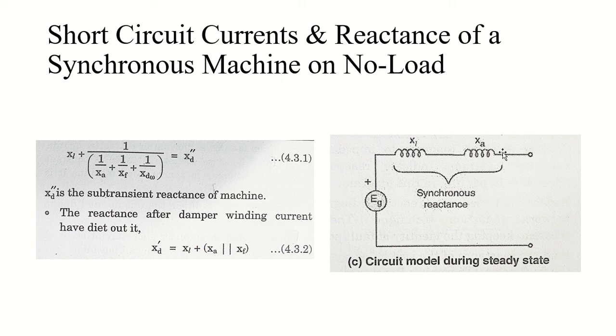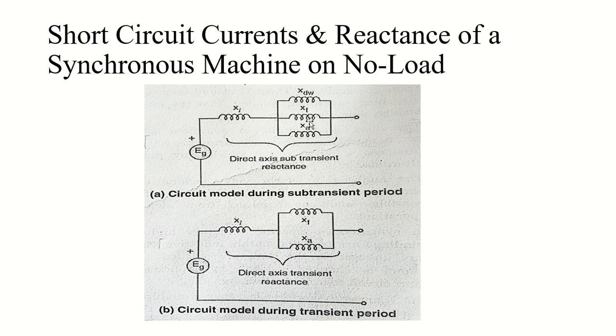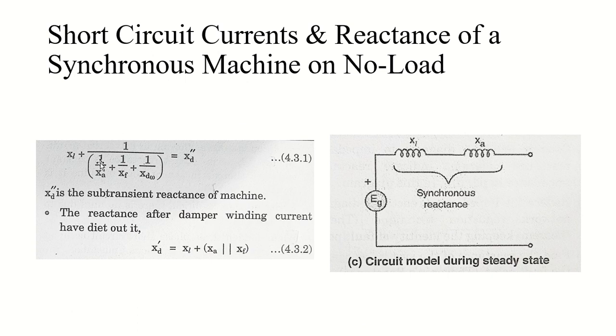So the reactance of my machine in the initial period of short circuit can be given by this formula. We basically had XL, and we are talking about the initial period, which means all three of them were in parallel, and the parallel combination of them was in series with XL. So we will give it XL plus 1 by (1/XA plus 1/XF plus 1/XDW), and the resultant will be called XD double dash, right? So it is the subtransient reactance of your machine.